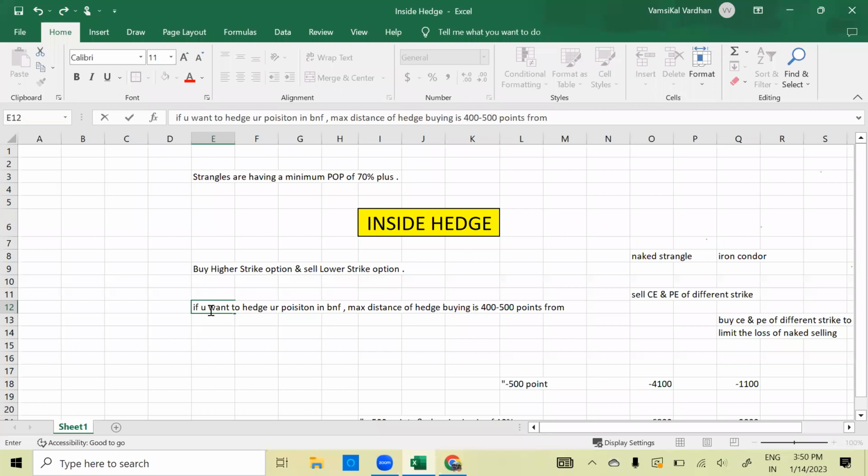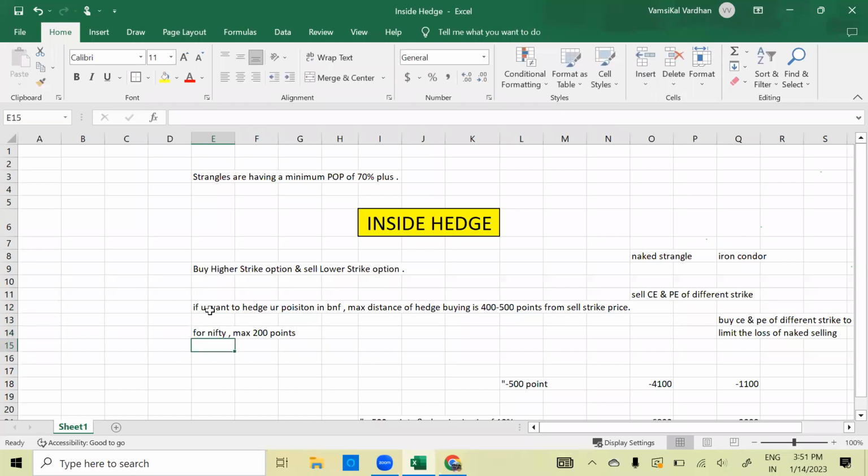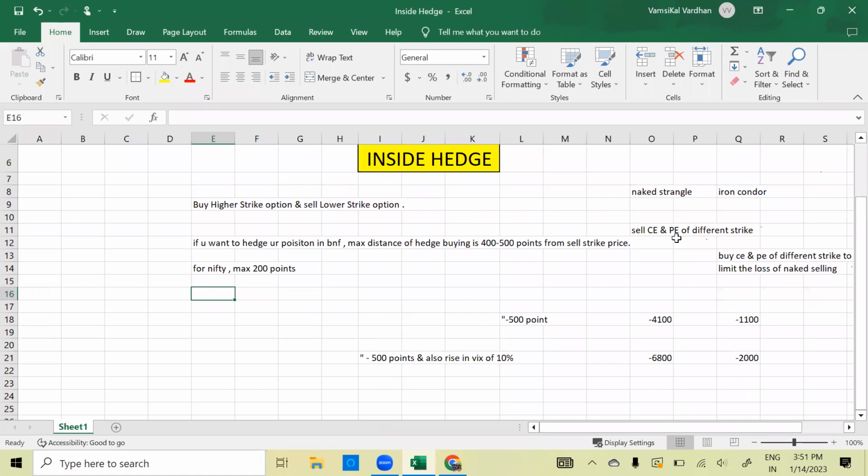400 to 500 points from the sell strike price. For Nifty, max 200 points. If you're buying above this, it is not treated as a hedge. It is treated as just a margin benefit. So these are the basics. If you just consider the naked strangle and iron condor, the iron condor looks better.